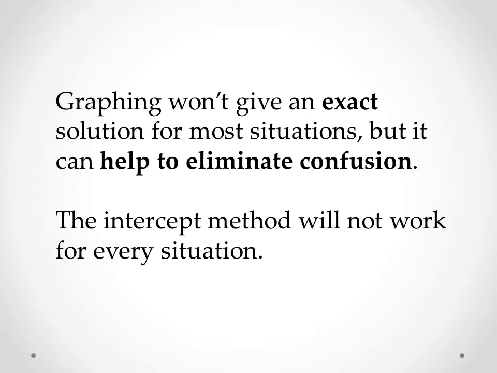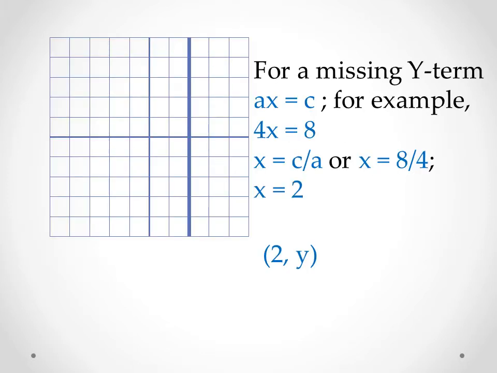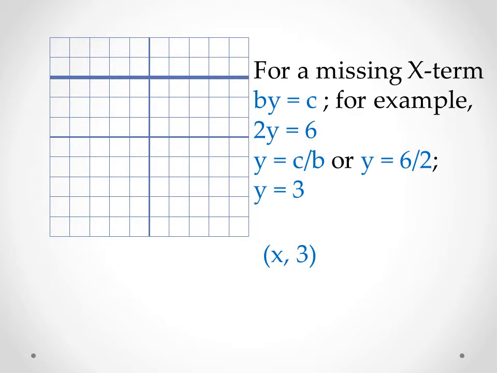The intercept method will not work for every situation. For a missing y term, x equals c, for example, 4x equals 8, we end up with x is equal to 2. Well, it's like this. x is 2 for any y value. You look up and down. Plug any y value you want in. Here x is going to be 2.